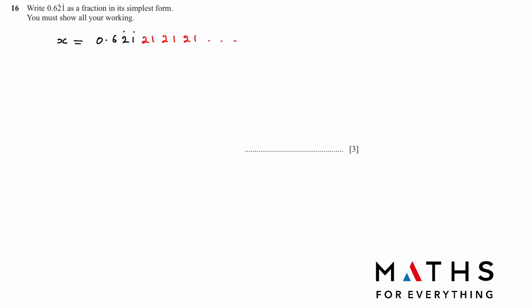The first thing is we try to separate the recurring number and the number that is not recurring. We can do this in this question by multiplying by 10. So we get 10x is equal to, if I multiply by 10, this decimal shifts here, 6.21 recurring. Remember to put the two dots.